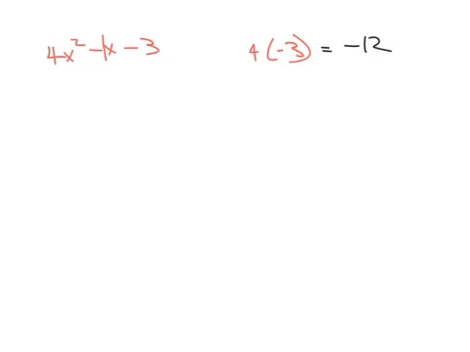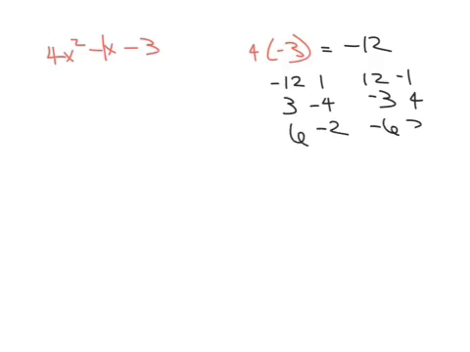Two numbers multiplied together give me negative 12. So negative 12 and 1, 12, negative 1. 3, negative 4, negative 3, 4. 6, negative 2, negative 6, and 2. So those all multiplied together give me negative 12. Which ones add up to give me negative 1? And I'm not going to belabor this, that one right there. 3 minus 4 is negative 1, so I know that one's it.